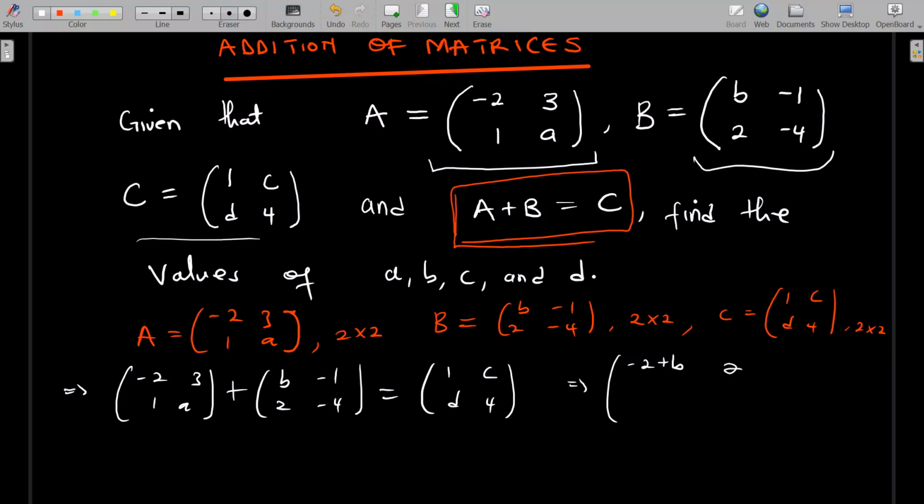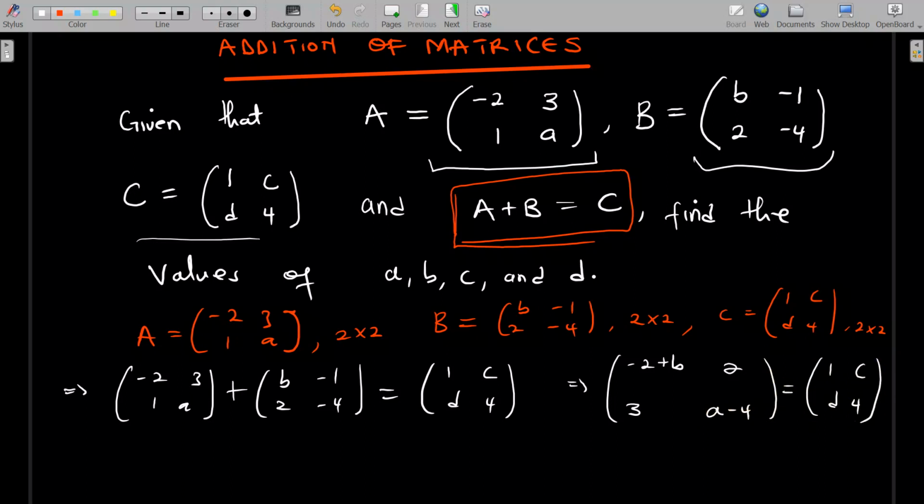And 3 plus negative 1 is going to be 2. Then I'm going to have 1 plus 2, that's going to give me 3. And I'm going to add the A and the negative 4, which gives me A minus 4. And this should be equal to 1, C, D, 4.